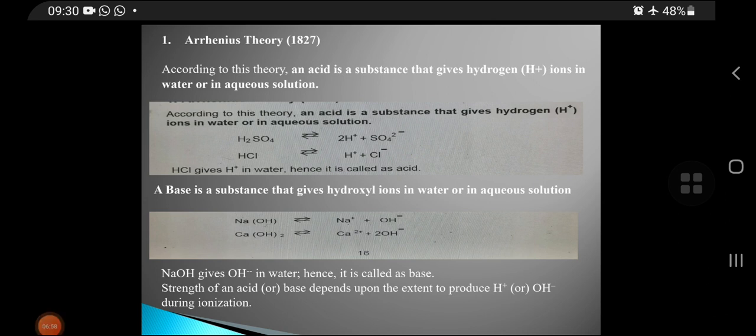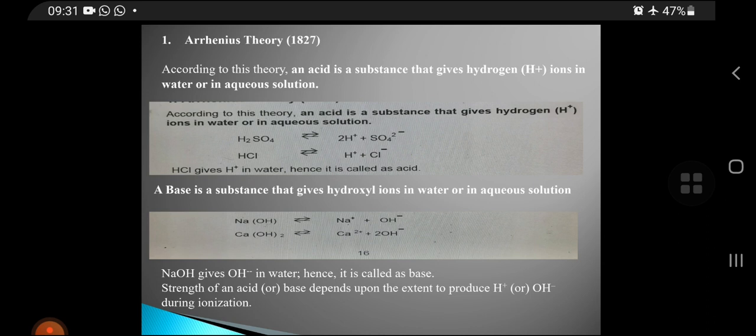First, we are going to talk about Arrhenius theory. This theory was explained by Arrhenius in 1827. According to this theory, an acid is a substance that gives hydrogen H plus ions in water or in aqueous solution. So, in this theory, discovered by the scientist Arrhenius in 1827, an acid is a substance that gives H plus ion in aqueous solution.